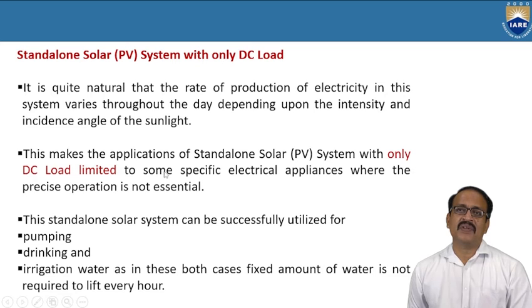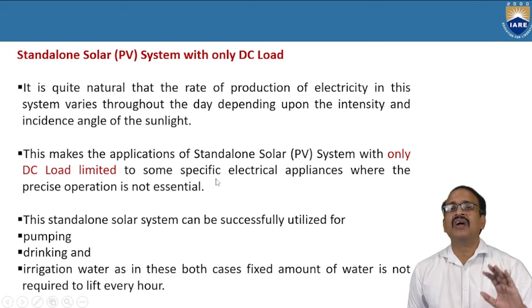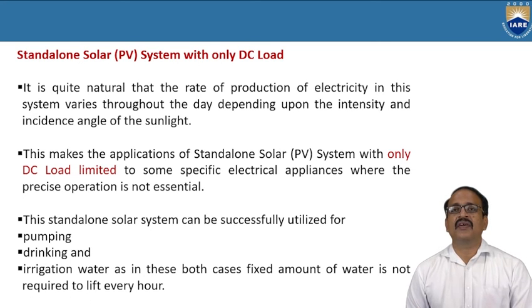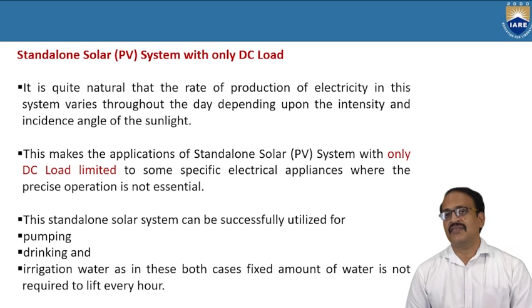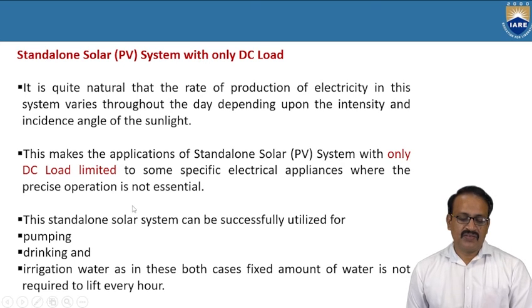So this limits the application of a standalone PV system with only DC load to some specific electrical appliances where precise operation is not essential. Only some kinds of equipment we can use with this type of generation; not all equipment can function with this type. So what are these? They are pumping, drinking and irrigation water.